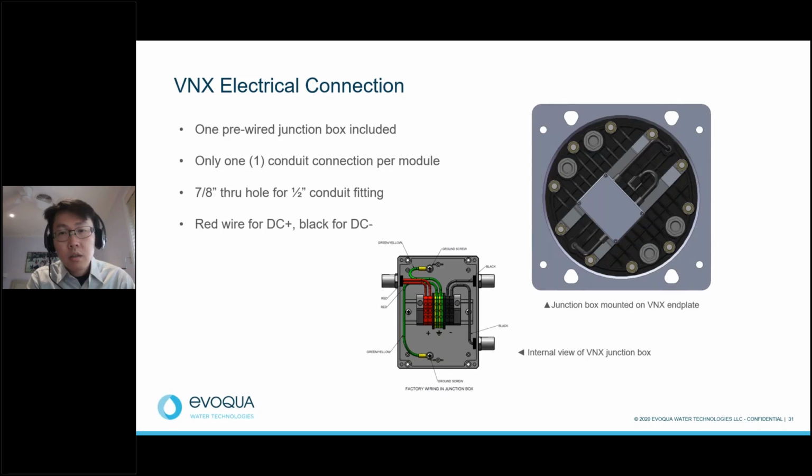for the DC plus wire, it's red in color, and for the DC minus, it's going to be black in color. One thing to take note of with this box is that the IP rating is IP65. It is water resistant, but it is not waterproof. So more details can be found in the manual.